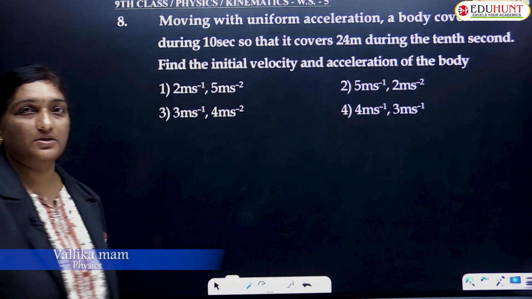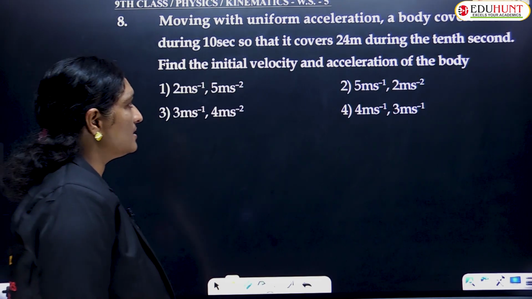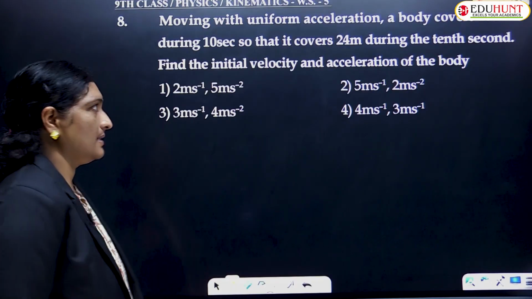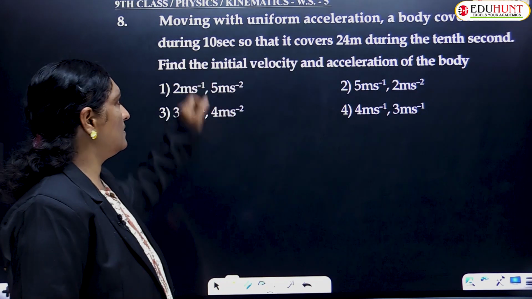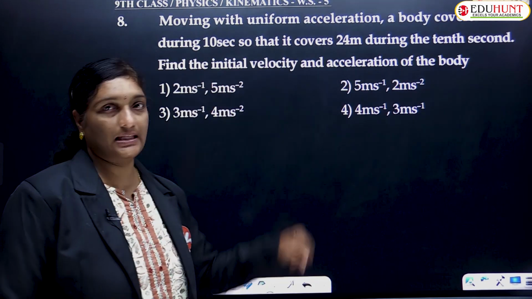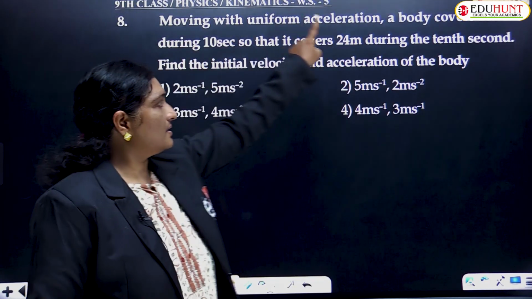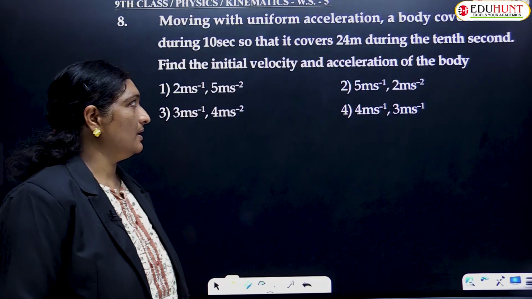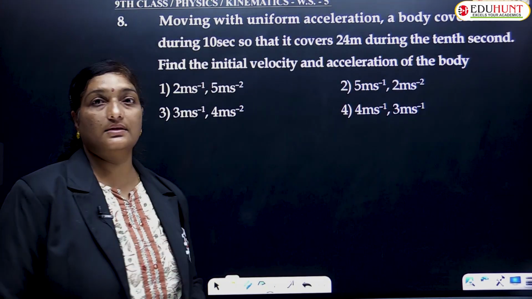So moving to the next question, children. Moving with uniform acceleration, a body covers 150 meters during 10 seconds. So what is given? Distance covered is 150 meters in a time interval of 10 seconds and 24 meters during the 10th second. Makes a difference.